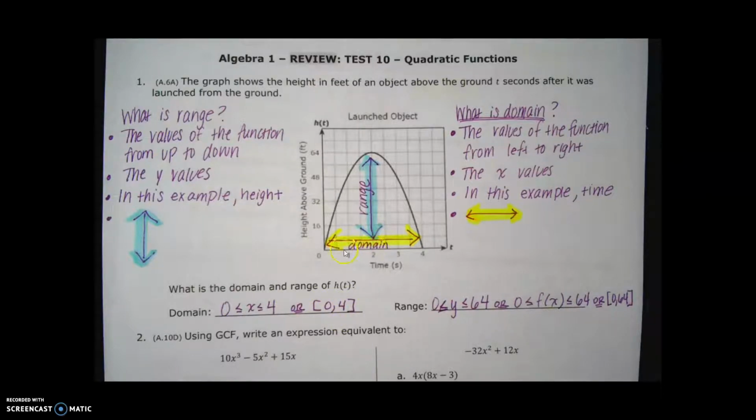The range in this example is the Y values, so it would be the height. Now, the object starts on the ground at 0 height, goes all the way up to 64. So the range is 0 is less than Y is less than or equal to 64. That is an underline there. So Y is somewhere in between 0 and 64. You will likely see it written like this on your exam.